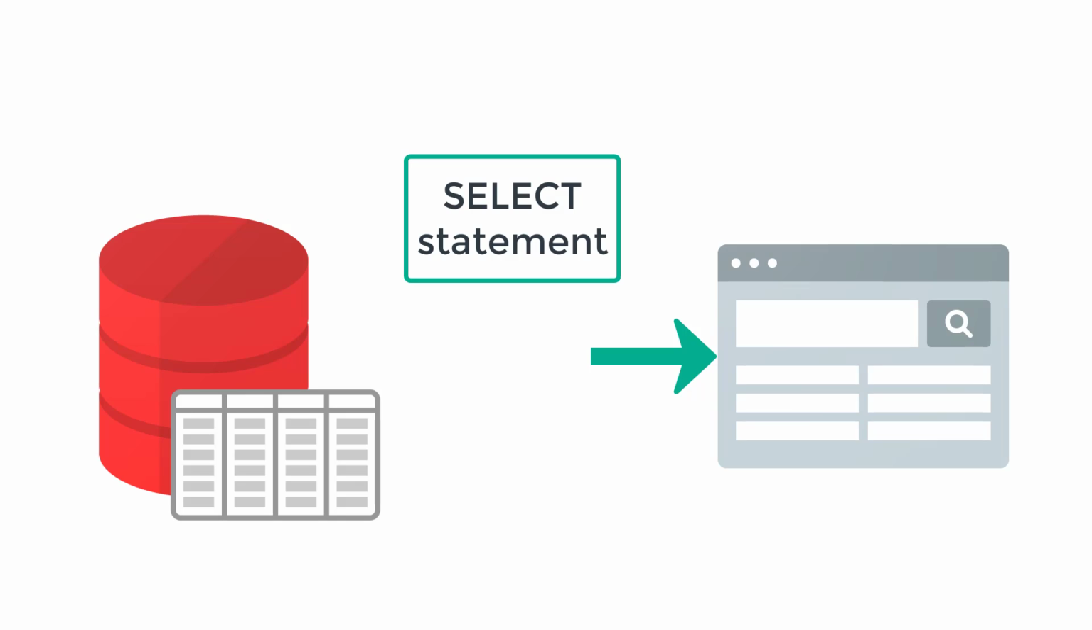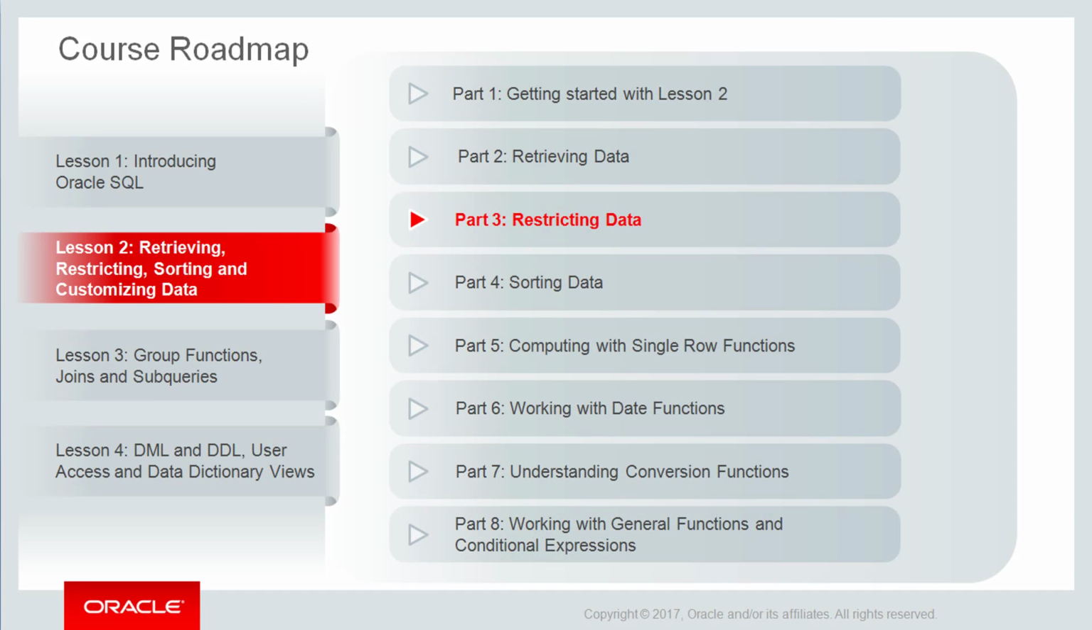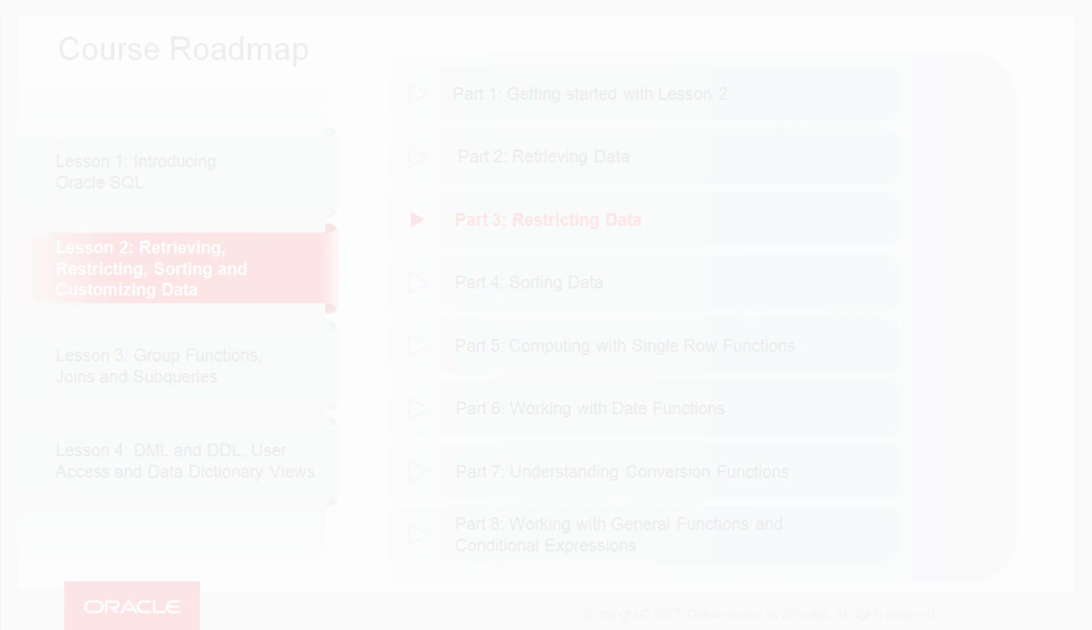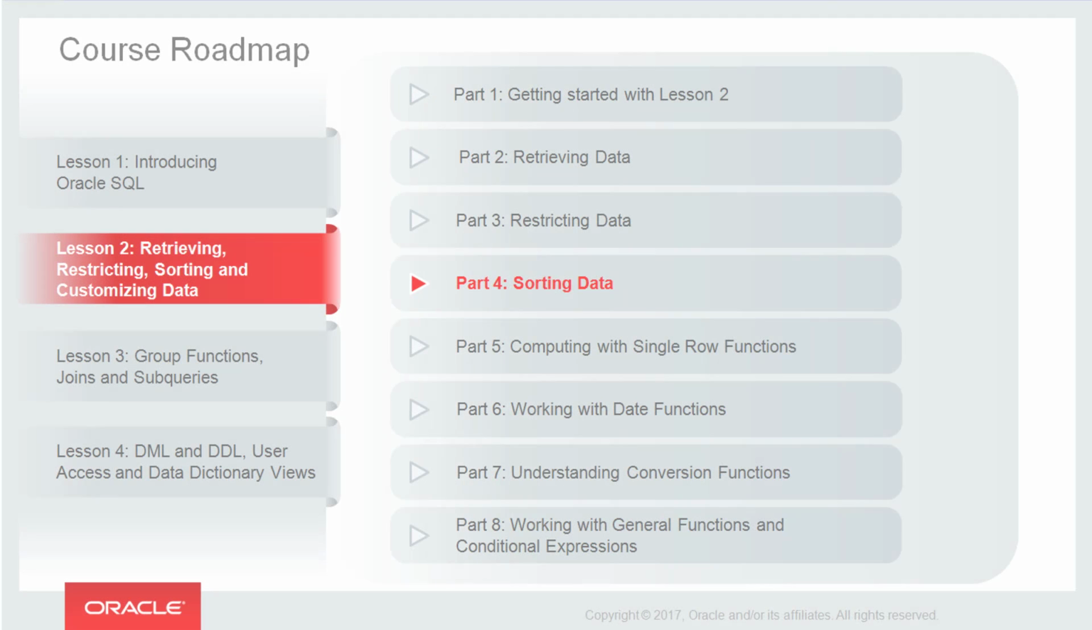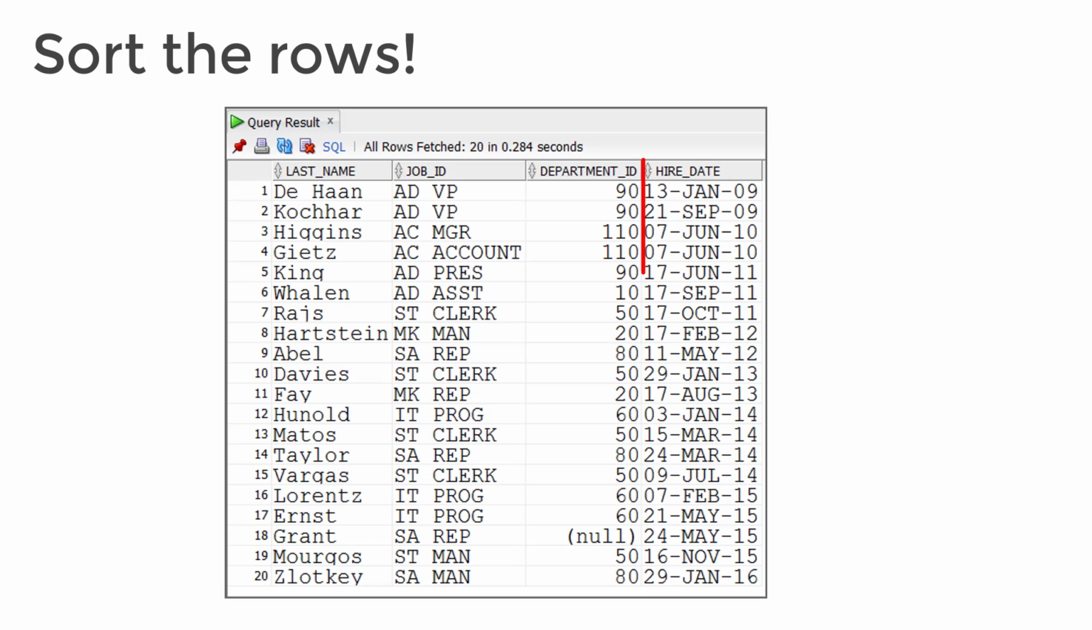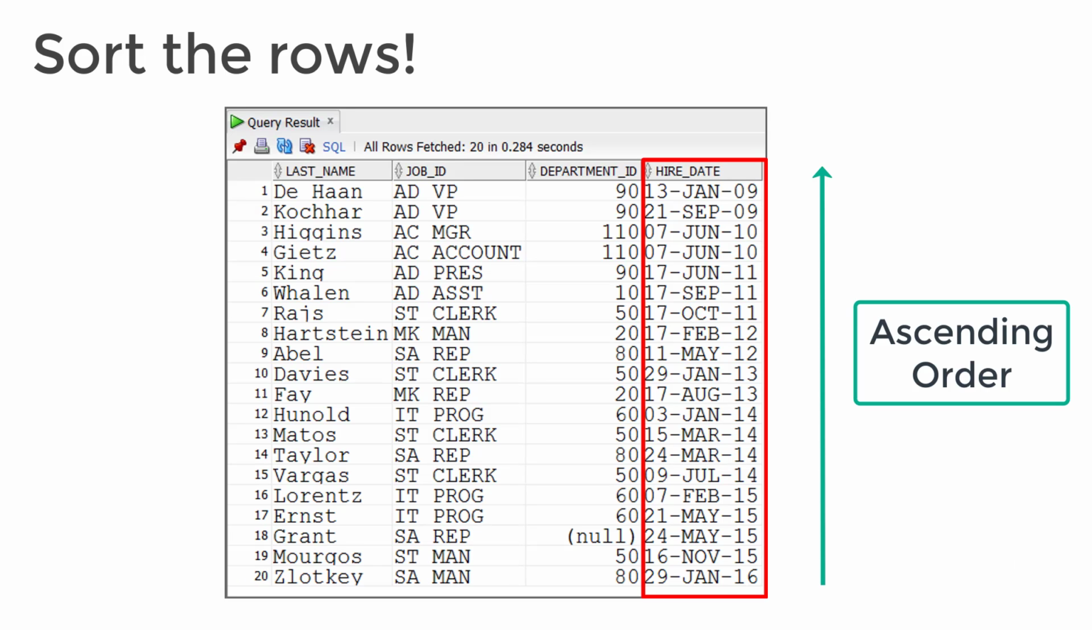tables. In part 3, restricting data, you will learn to limit the rows that are returned by a query using the where clause. In part 4, sorting data, you learn to sort the rows that are returned by a query in ascending or descending order.